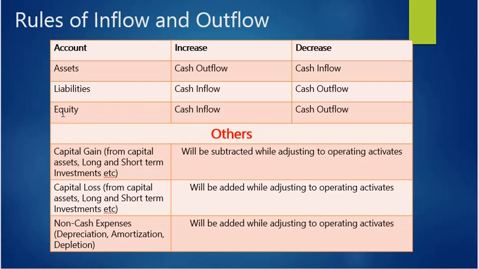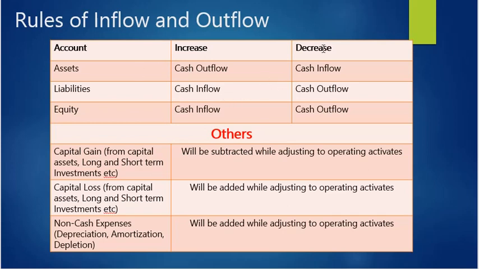Liabilities and equity work vice versa to assets. So here, if the liability increases, then that's considered to be a cash inflow. Let me give you an example. I took a fresh loan of $10,000 from a bank, and if I've taken a loan right now, that's going to increase my liability. It increases because I took a loan and money is coming into my company, so that's a cash inflow.